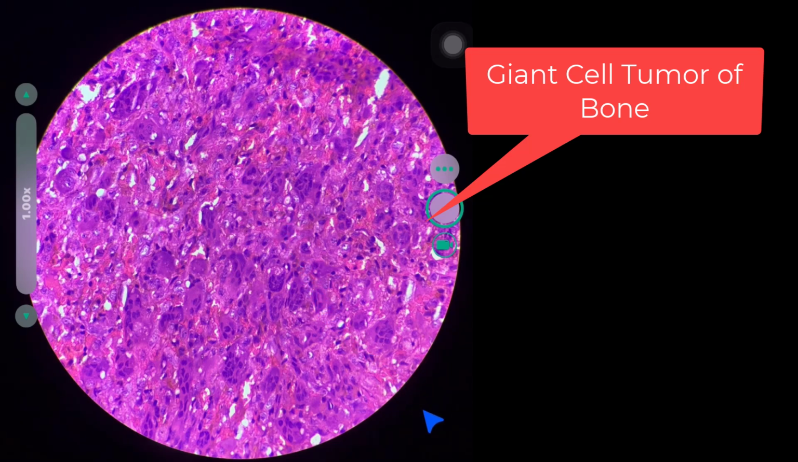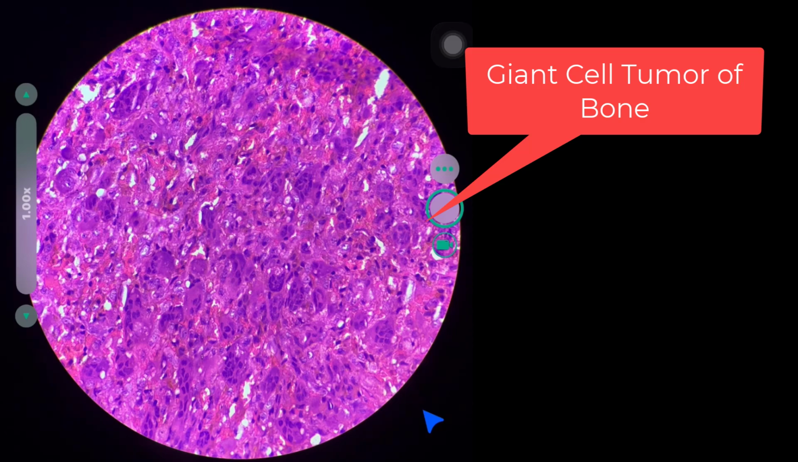It is also a benign but locally aggressive bone tumor, typically arising in the epiphysis of long bones in young adults. It is driven by neoplastic stromal cells that recruit osteoclast-like giant cells via the RANK and RANKL pathway, leading to bone resorption and lytic lesions. The patients usually present with pain and swelling near a joint, most commonly around the knee, distal femur or proximal tibia, and may present with pathological fracture.